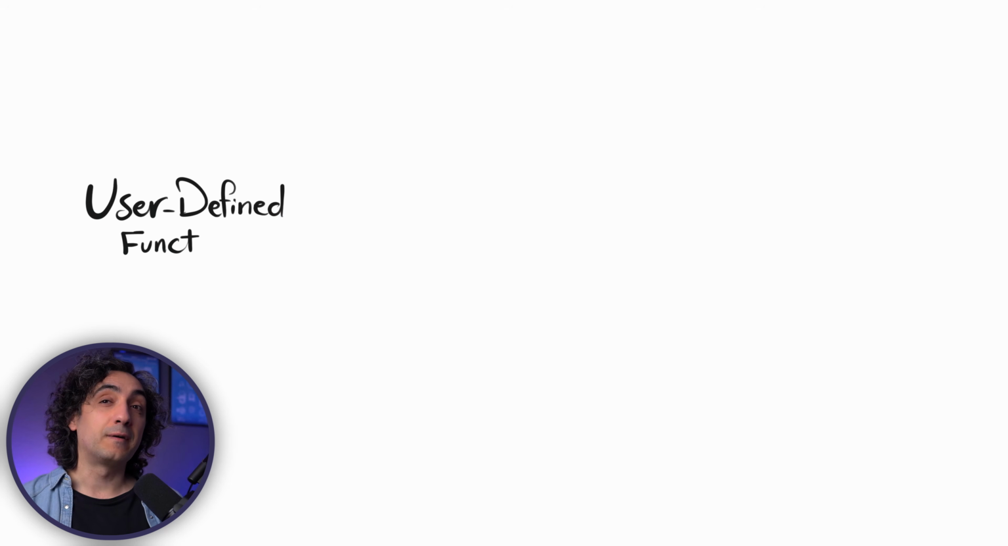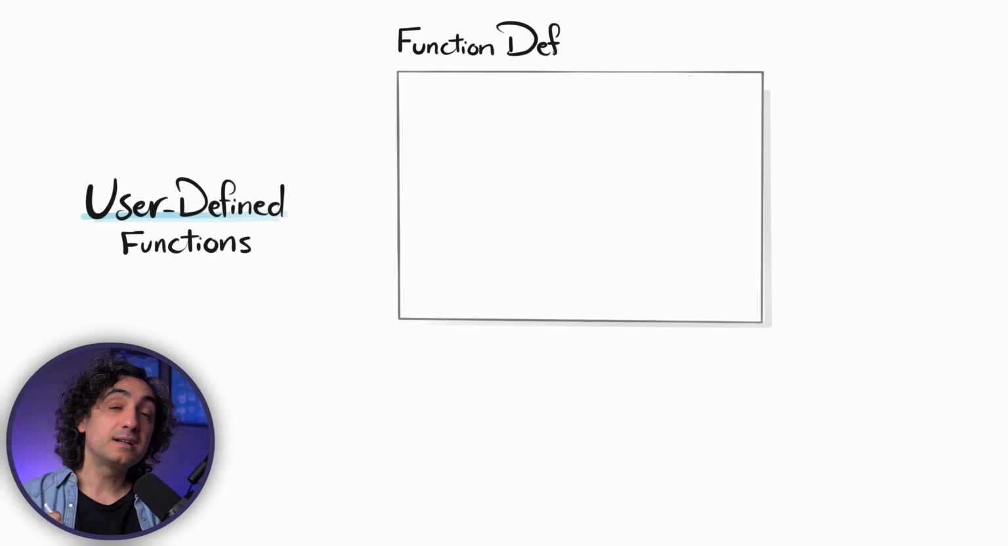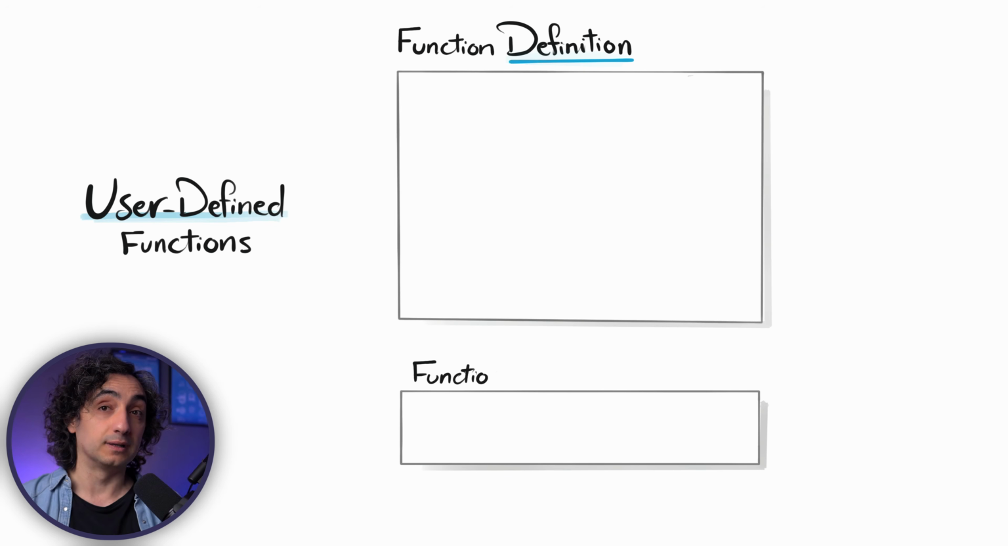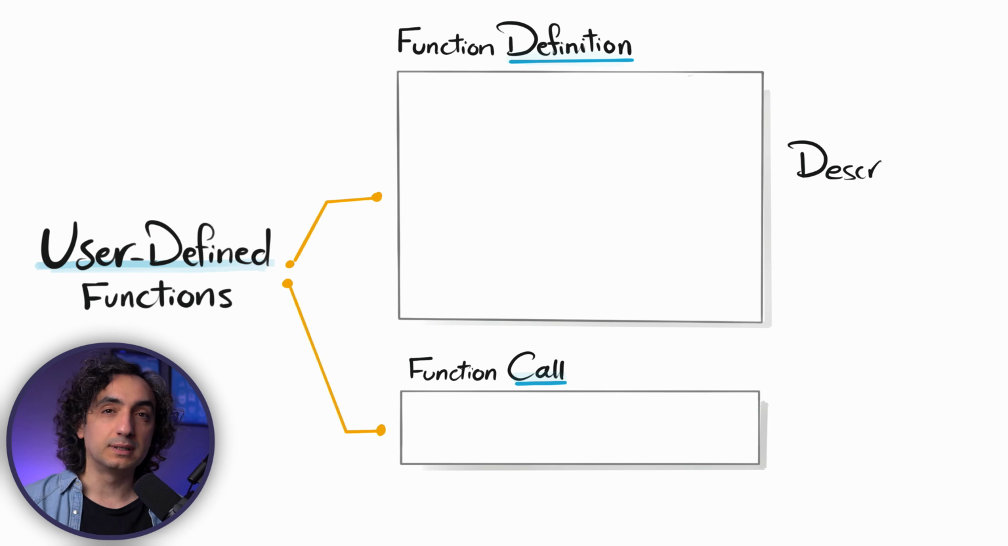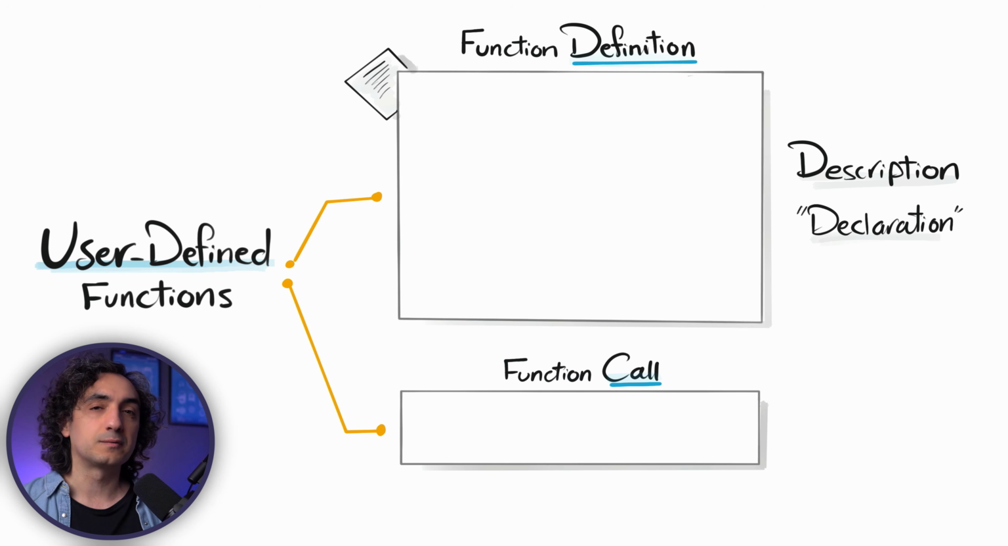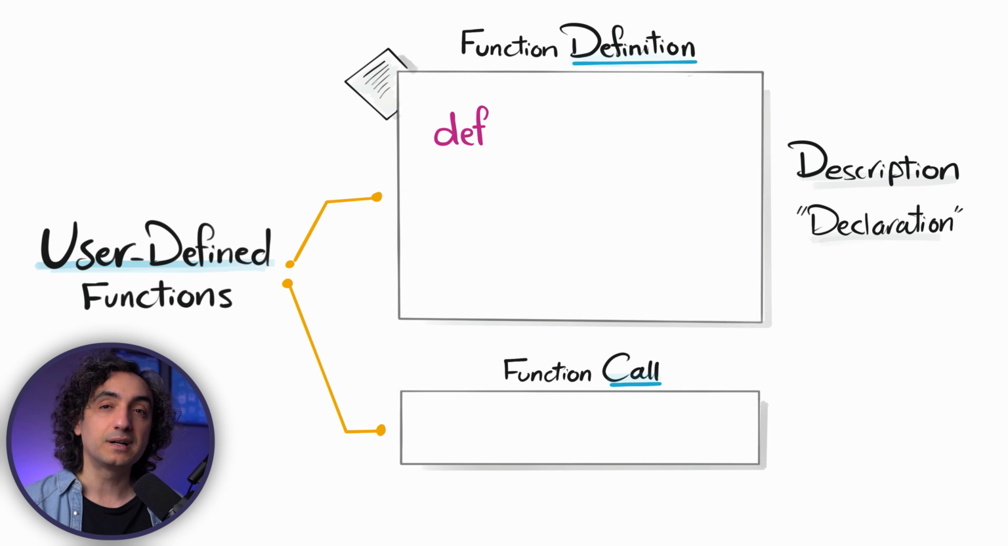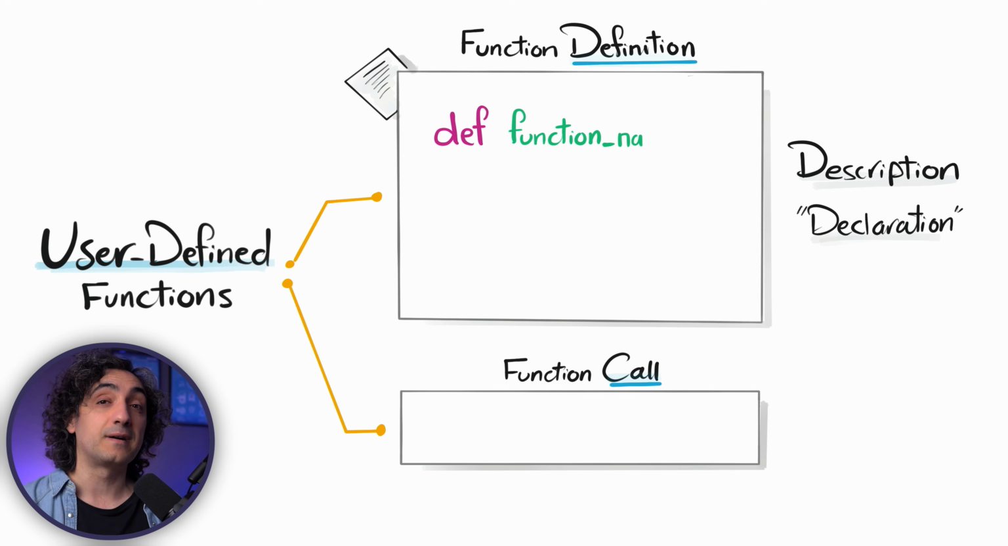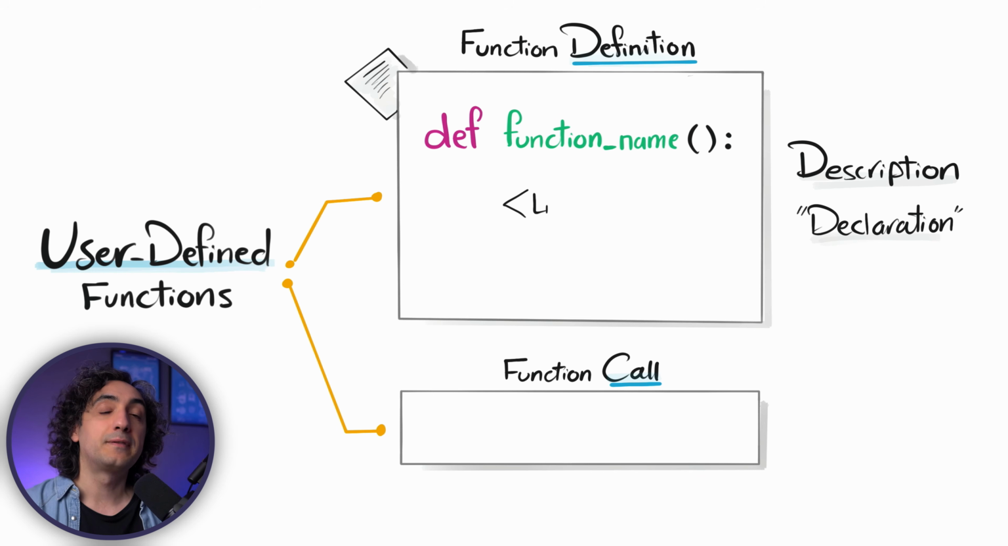Now, the user-defined function has two parts, the function definition and the function call. The function definition, or sometimes we call it declaration, is where you describe the function, so what the function should do. The syntax for that starts with the keyword def, so with that Python will understand this is a definition of a function. After that, you specify the function name, which is just any name that you give it, then parentheses and a colon.